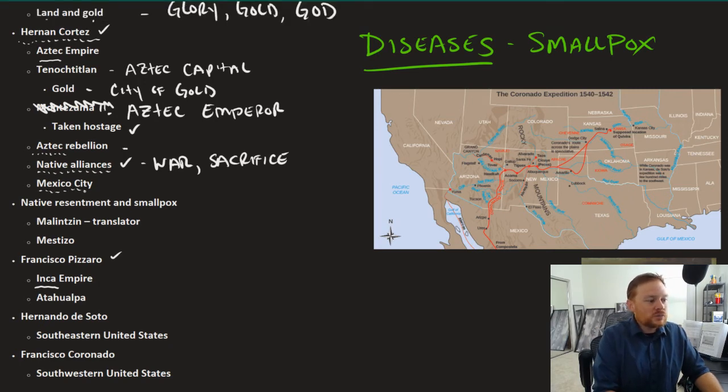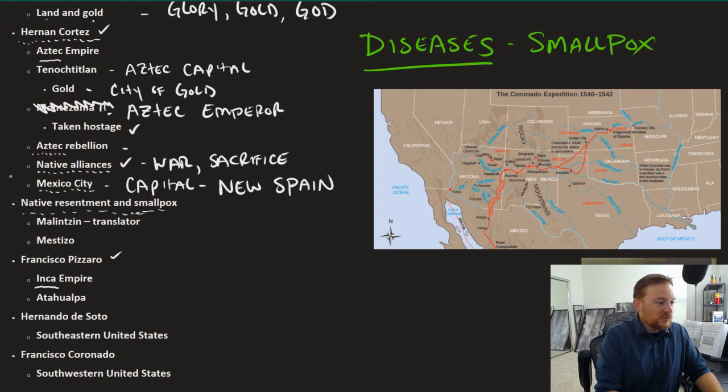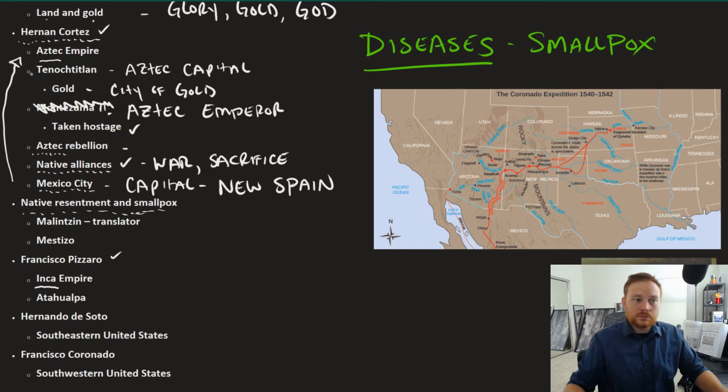It is renamed Mexico City, which serves as the capital of Spain's New World possessions, which is called New Spain, right? So the old Aztec capital, which was captured and destroyed, is renamed Mexico City, modern-day Mexico City, and is the capital from which the Spanish Empire operates in the New World. Here we see smallpox mentioned, right? Native resentment and smallpox. That, of course, is mostly responsible for Cortez's conquest.